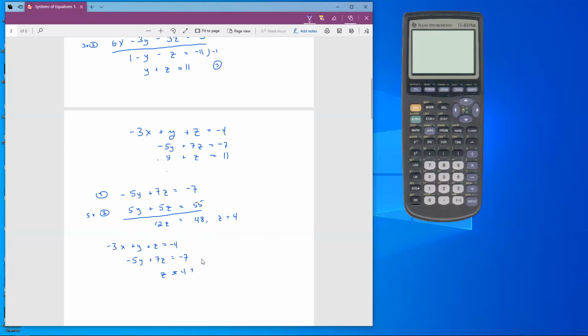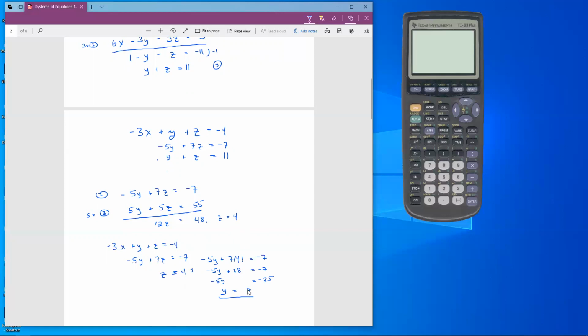So if I go ahead and substitute in, we've got minus 5y plus 7 times 4 is equal to negative 7. So this is negative 5y plus 28 equals negative 7. Negative 5y, if I subtract 28 from both sides, we're going to have a negative 35 on the right-hand side. Divide both sides by 5 here, we're going to have y is equal to 7. All right, so far we've got z is equal to 4, y is equal to 7.